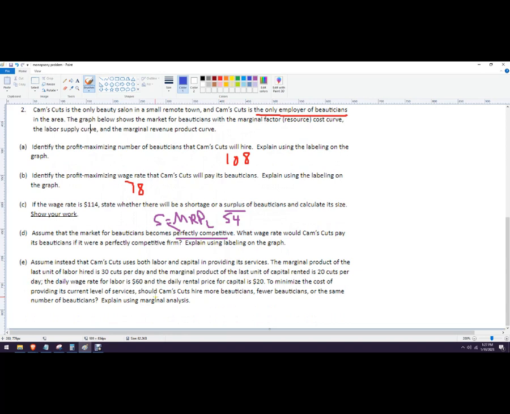All right, the last question here is going to use something called the least cost rule. We're using labor and capital. The marginal product of the last unit of labor is 30, and the marginal product of the last unit of capital is 20. The wage rate is 60. The rental rate for capital is $20.